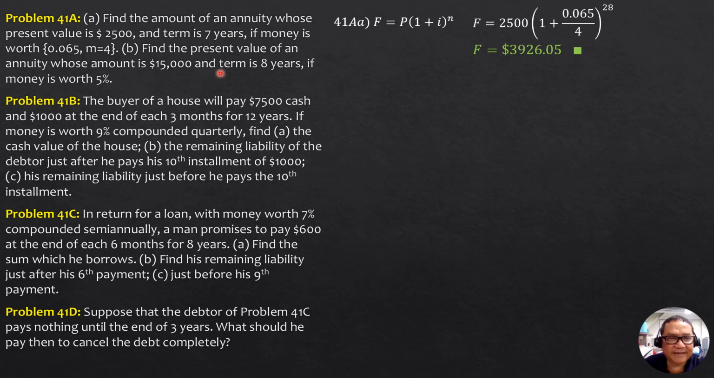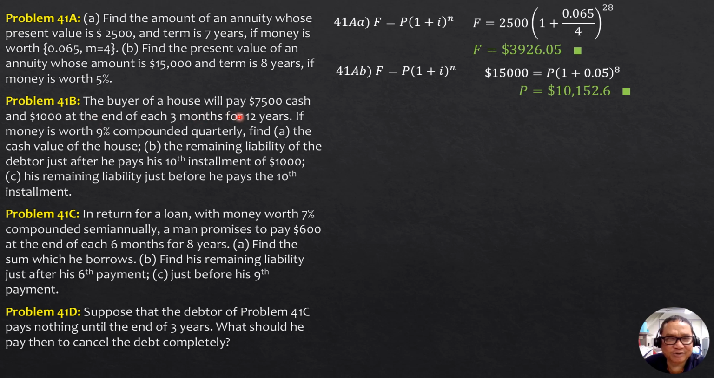For part B, find the present value of an annuity whose amount is $15,000 and term is 8 years. So we have the same idea. i is 0.05 and n is 8. So substitute into this formula: $15,000 equals P times quantity 1 plus 0.05 to the 8. So solving for P, it is $10,152.6.